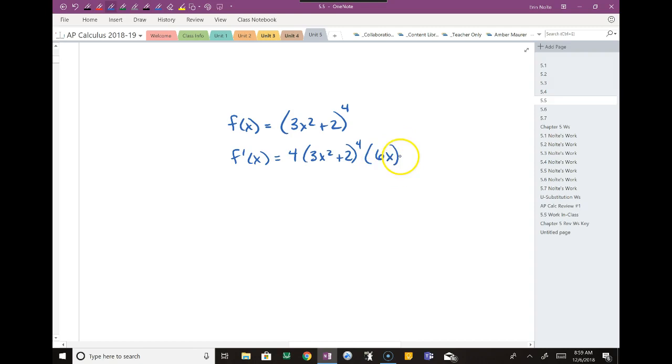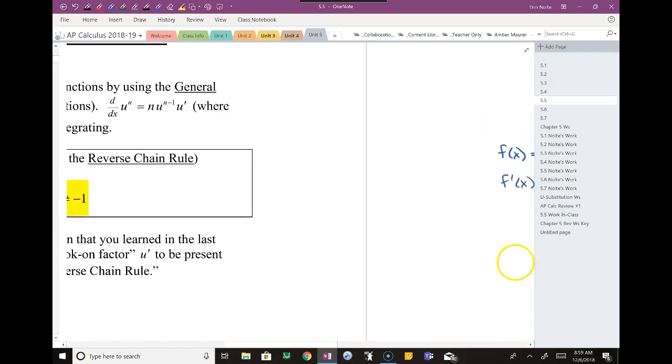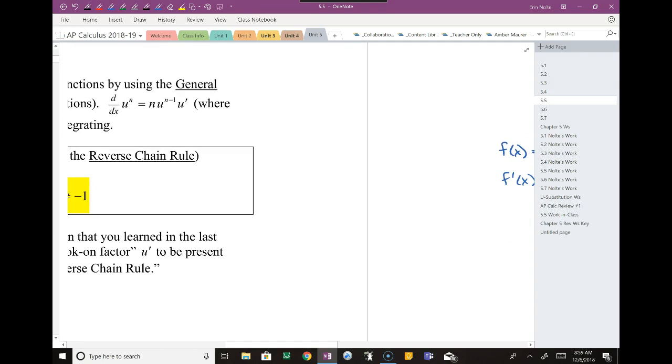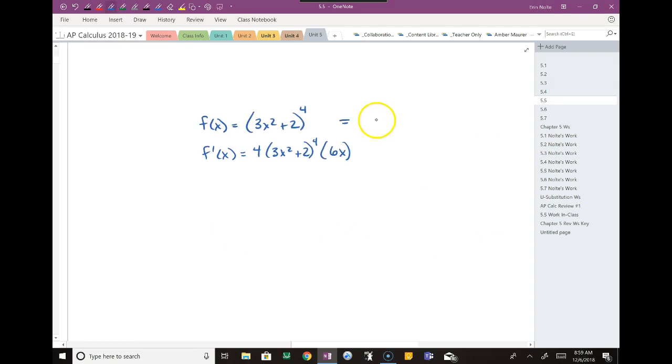Just so you know, here is the notation for this. Do you see right there? This is your u to the nth power. In our case, our u is all of this stuff. When we derive it, we take the n, put it in the front, subtract 1, and then multiply by u prime. The u prime is the derivative of the inside piece.